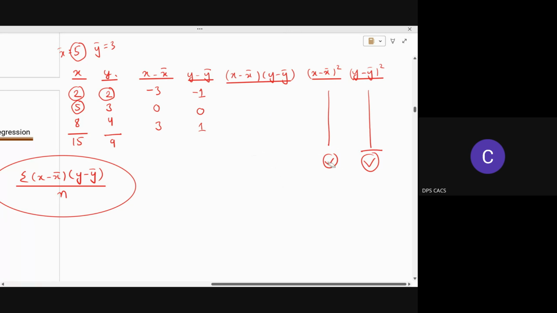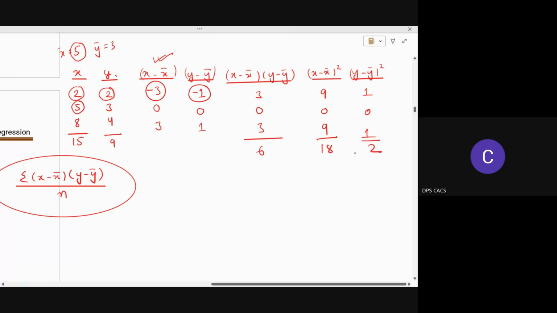Now you will give me these 3 columns. So x minus x bar into y minus y bar. Minus 3 into minus 1, how much will it be? 3. 0 into 0. 3 into 1, 3. What is the total? 6. X minus x bar whole square. So minus 3 whole square, how much will it be? 9. 0 squared is 0. 3 squared is 9. Total is 18. Minus 1 whole square is 1. 0 squared is 0. 1 squared is 1. What is the total? We have got all the 3 figures that I need for the calculation.